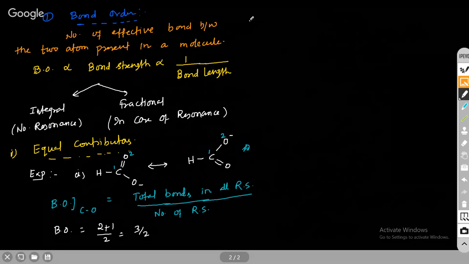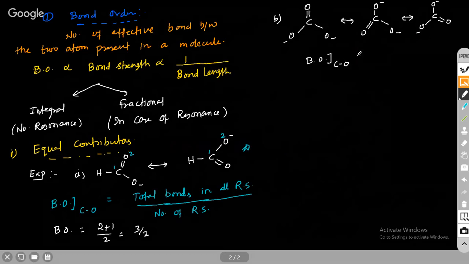Similarly, another example you see. What is the bond order in carbonate ions? Carbon oxygen bond order in CO3 2 minus. This is one structure. Another structure is this: double bond O, single bond O minus. And again, another structure is this: double bond O. What is the bond order of carbon oxygen here? Tell me.